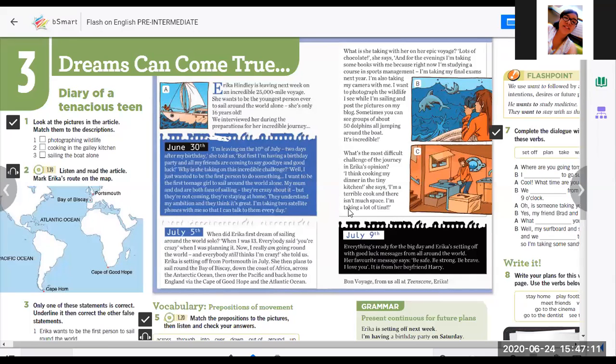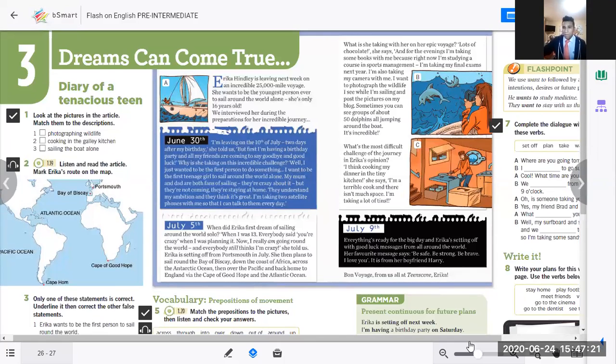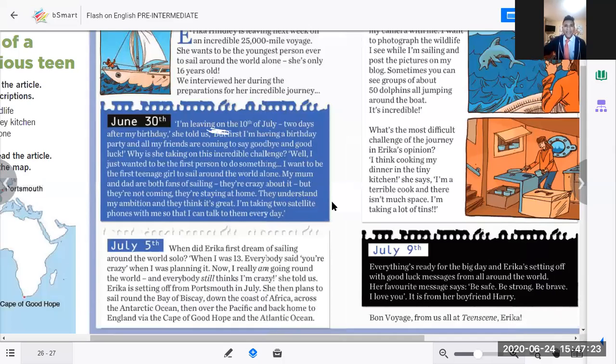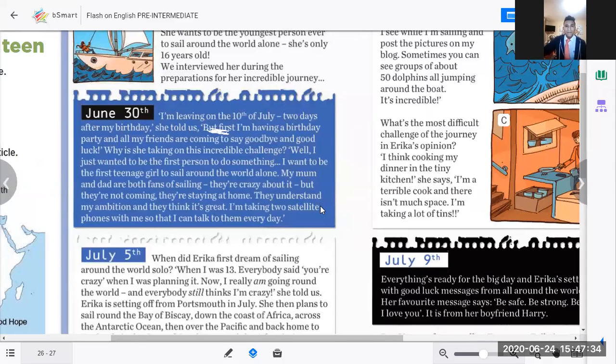My mom and dad are both fans of sailing. They're crazy. Teacher, could you bring it closer, I can't see it well? Okay, can you see better? Yes, now yes.